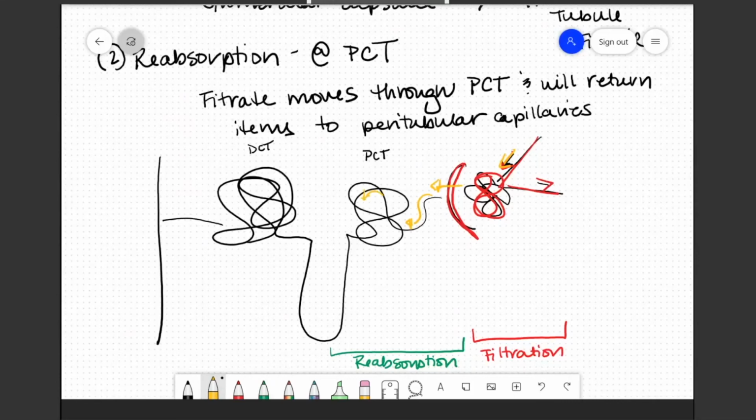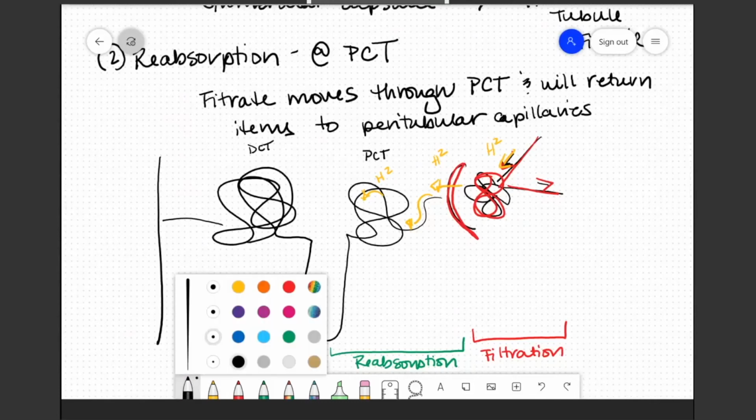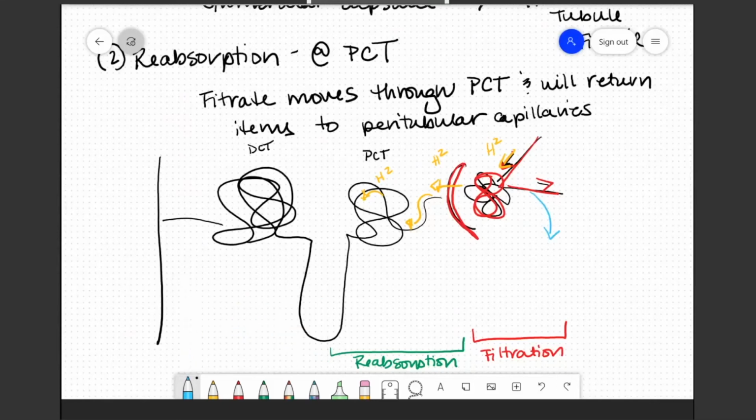Let's say that what we filtered out right here was a hydrogen ion, and then it got put through here, it's a hydrogen ion, and then now we're here in our PCT and it's a hydrogen ion. But wait, our body wants to keep a hydrogen ion. This is where it gets tricky and where it gets weird. So coming off of your efferent arteriole, coming off right here is going to be a capillary. That capillary is going to be called the peritubular capillary. And this capillary will essentially do this.